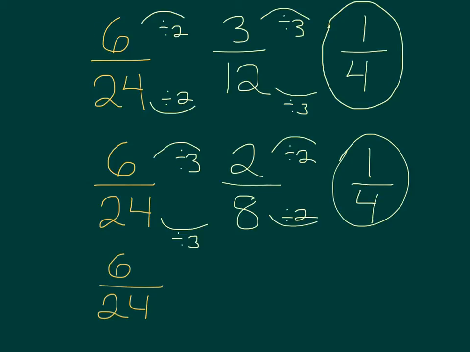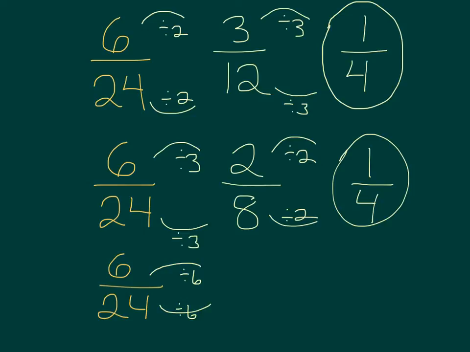So I have 6/24. What divides evenly into 6 and 24? 6. In fact, if you divide the numerator and denominator by the biggest possible number, then you'll only have to divide the numerator and denominator once. And so if I divide by 6, I will immediately get my fraction into simplest form because it's the biggest number that divides into 6 and 24.